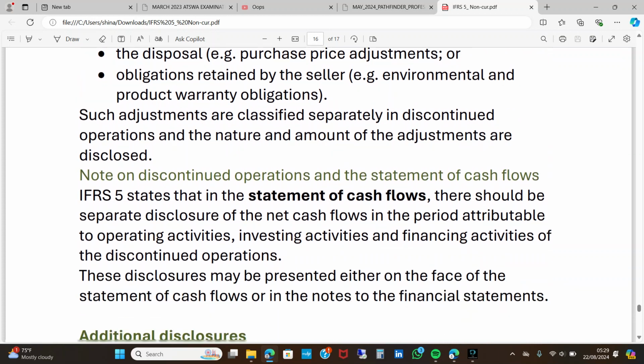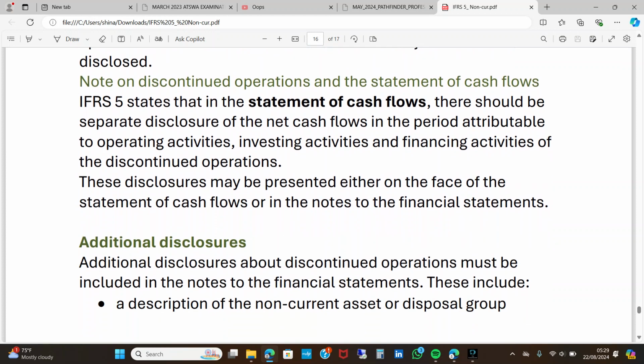Okay, now please, let's quickly look at this. In your statement of cash flow too, you must present information about discontinued operation. So for discontinued operation, we are going to do 3 statements. We are going to adjust our statement of profit or loss, adjust our statement of financial position, and adjust our statement of cash flow. How do we adjust our statement of cash flow? Under our statement of cash flow, we have not done. We'll still look at it together to already solve a lot of questions on it.